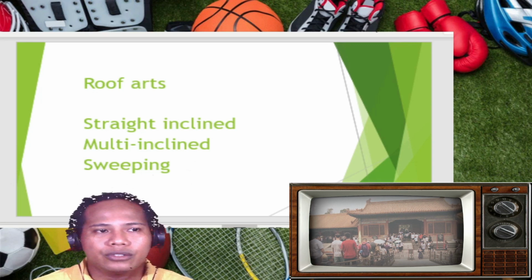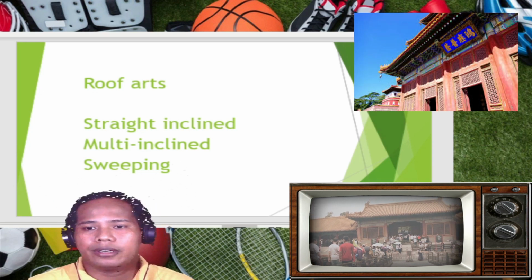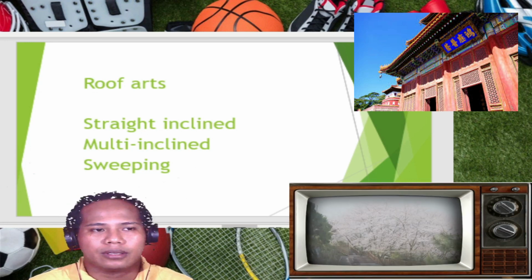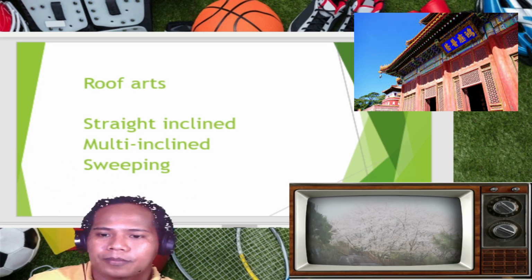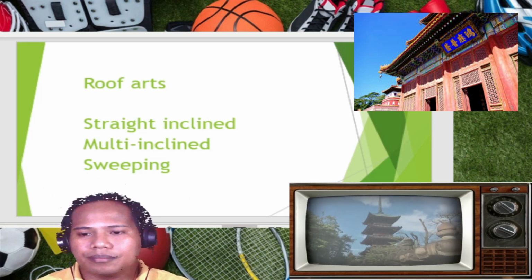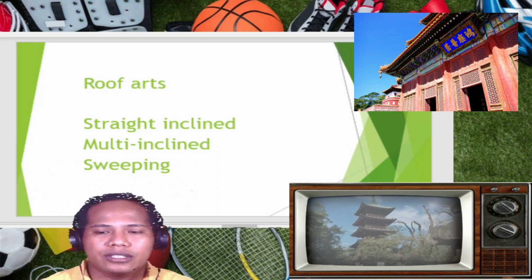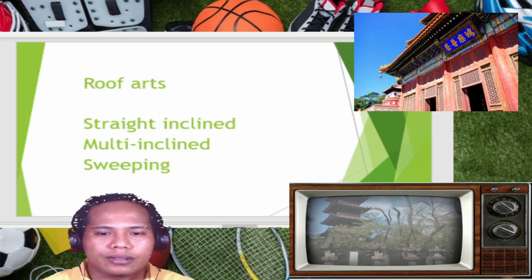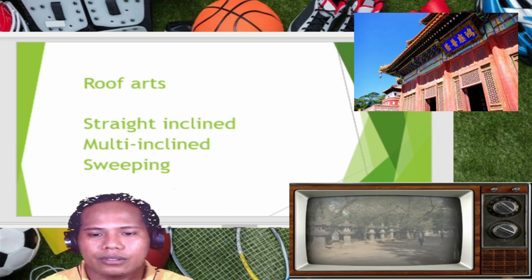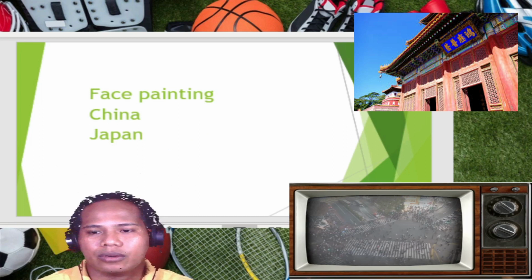They also have the rooftop or roof arts on the top of their houses. And it was defined as straight inclined. They also have multi inclined, and they also have the sweeping kind of roof. So in their houses, these are the arts you can find.